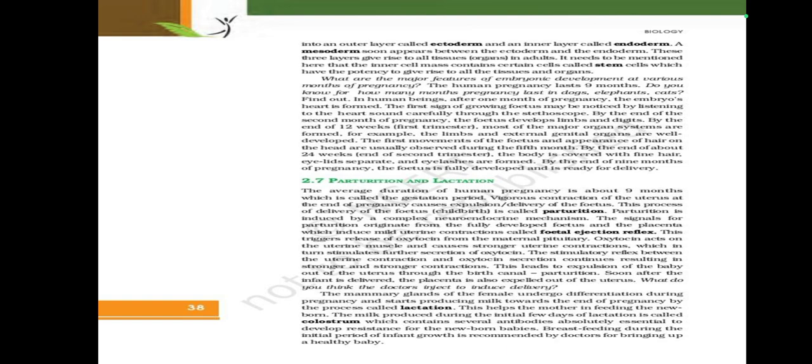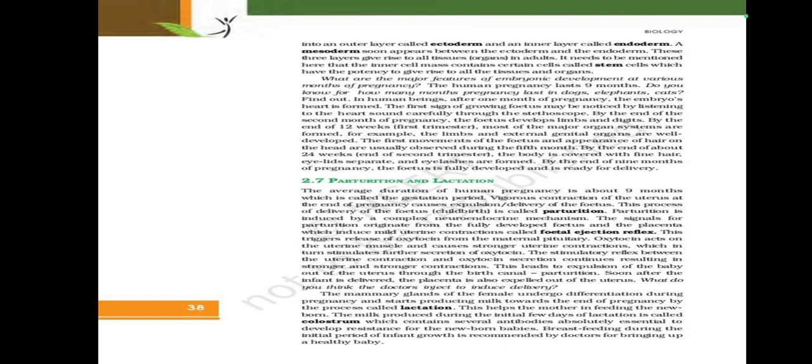By the end of 9 months of pregnancy, the fetus is fully developed and is ready for delivery. Parturition and lactation. The average duration of human pregnancy is about 9 months, which is called the gestation period. Vigorous contraction of the uterus at the end of the pregnancy causes expulsion and delivery of the fetus. This process of delivery of the fetus, childbirth, is called parturition.